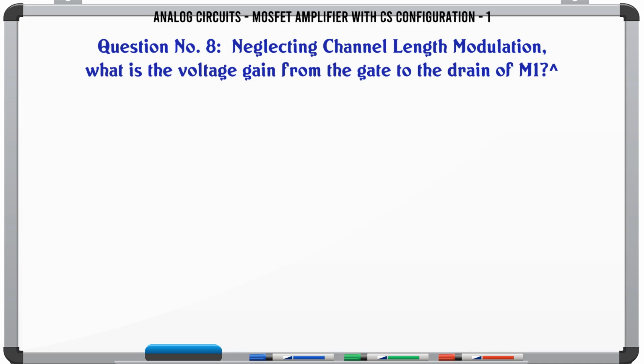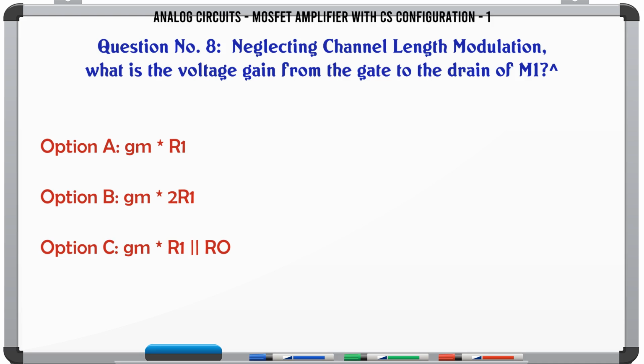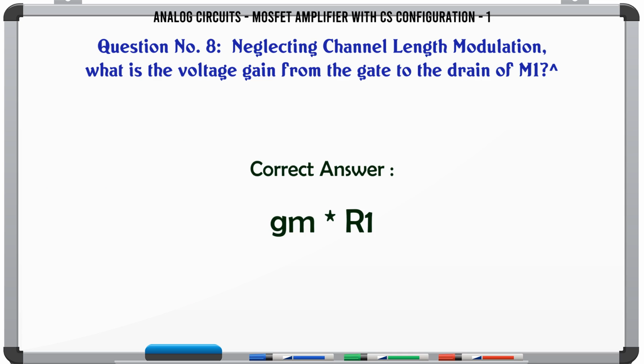Neglecting channel length modulation, what is the voltage gain from the gate to the drain of M1? A gm R1, B gm 2 R1, C gm R1 rho, D 3 gm R1. The correct answer is gm R1.